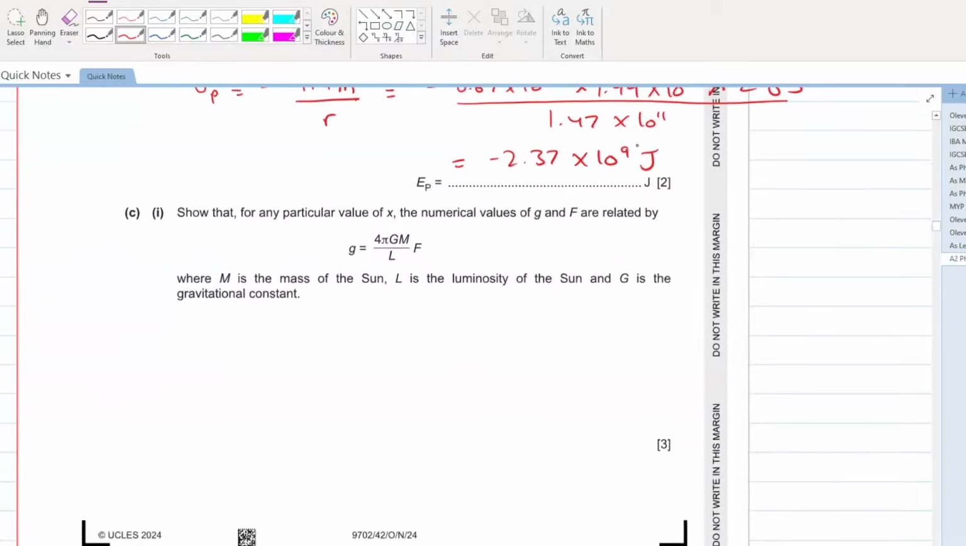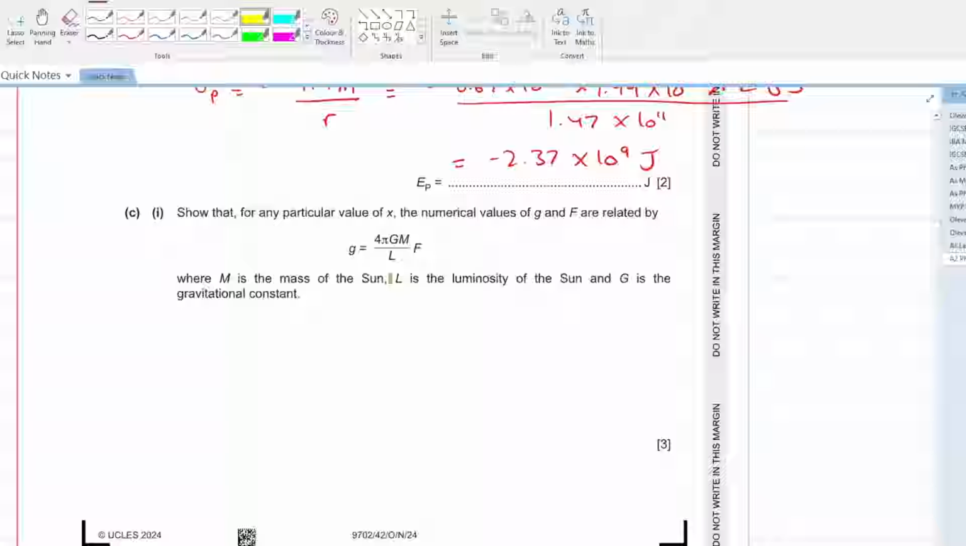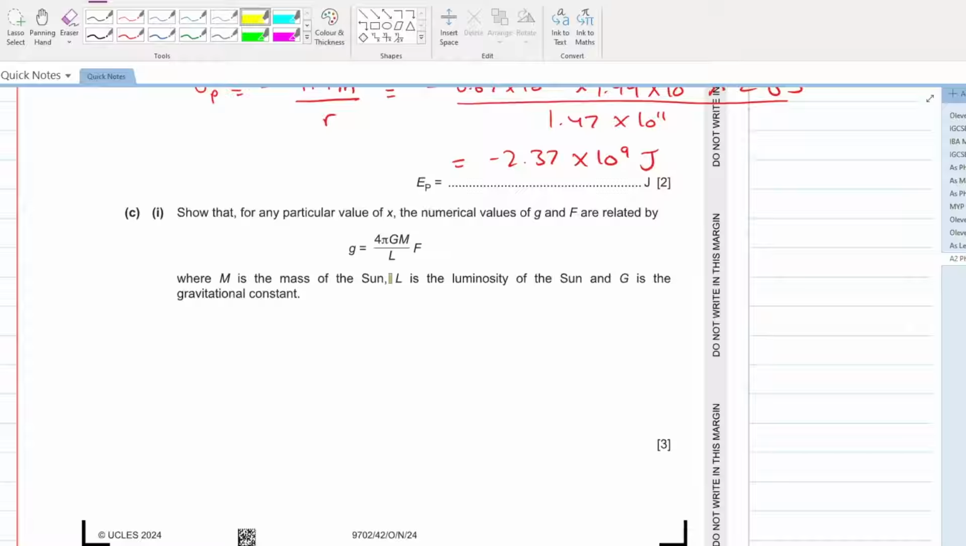Now, this one is an interesting one. And I have already told you guys a trick to prove formulas like this. Beta, इस तरह के formulas को prove करने के लिए I have already told you guys a trick. Yep, correct. Your answer is also correct. Show that for any particular value of x, the numerical values of g and F are related by this equation, where m is the mass of the sun, L is the luminosity of the sun, and G is the gravitational constant.